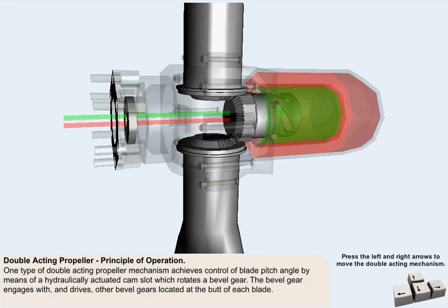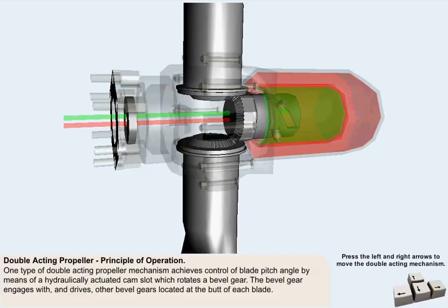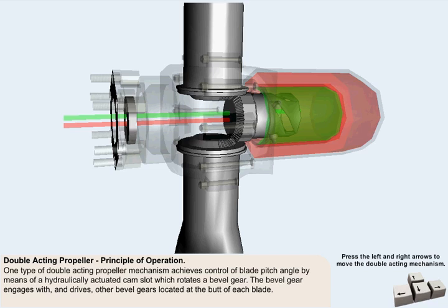This type of double-acting mechanism used on larger propellers, like the one shown here, achieves control of blade pitch angle by means of a hydraulically actuated piston connected to a cam slot, which rotates a bevel gear. The bevel gear engages with and drives other bevel gears located at the butt of each blade. Oil flow to either side of the piston is controlled by a propeller control unit.